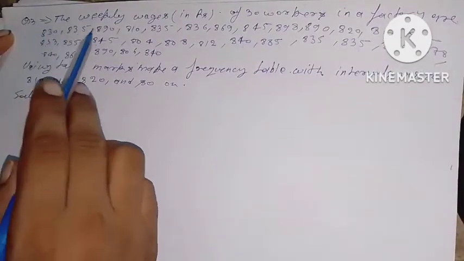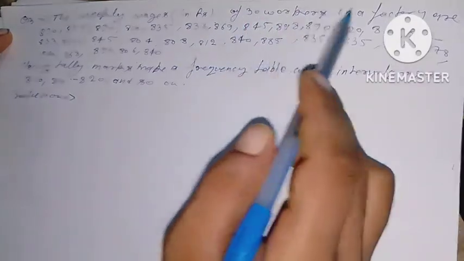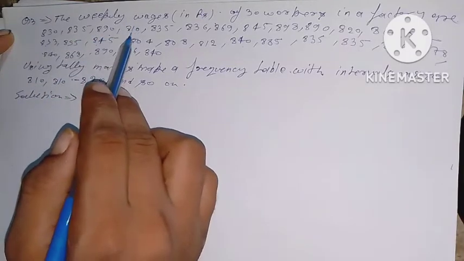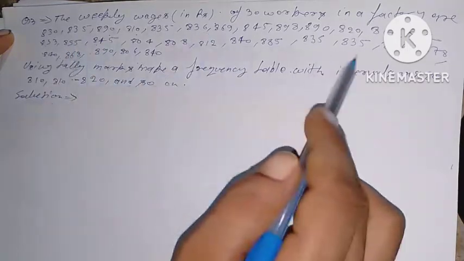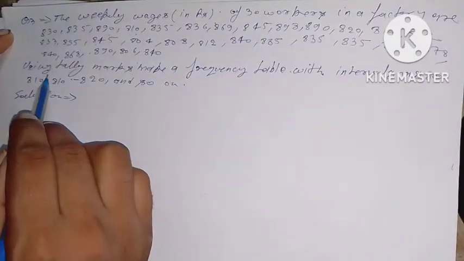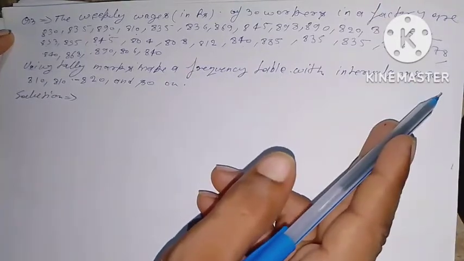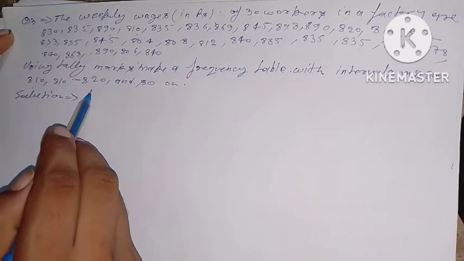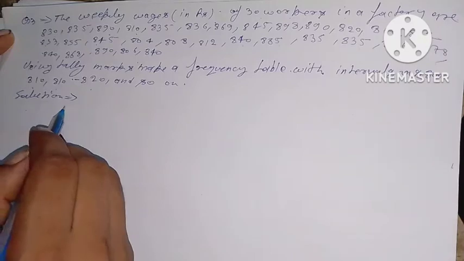Question 3. The weekly wages in rupees of 30 workers in a factory are 830, 835, 890, 810, 835, 836, and so on. Using tally marks, make a frequency table with intervals as 800 to 810, 810 to 820, and so on. Solution.